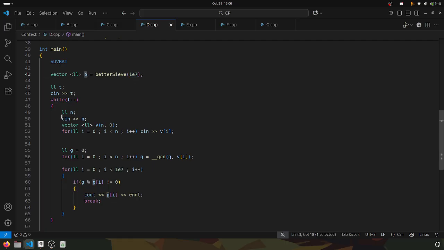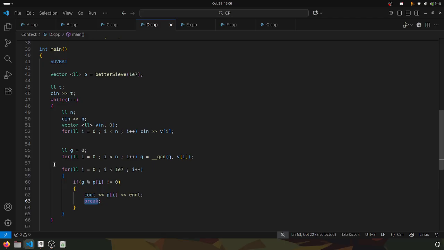This is separate, and then simply I have taken the input, vector v, and then I have found out the GCD of the whole array. And then I'll simply just brute force. I'll simply check for all the prime numbers starting from 2, and the smallest prime number that is not a factor of g, that will be the answer. So I'll just see that and break, and obviously I'll find the answer before 80 prime numbers.